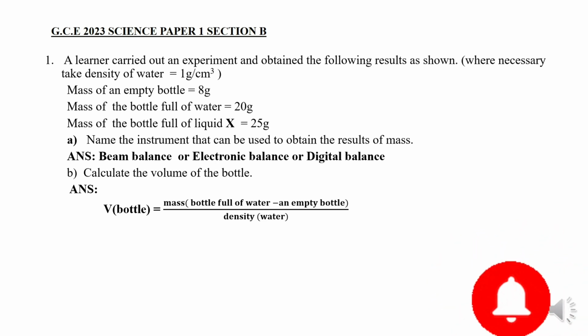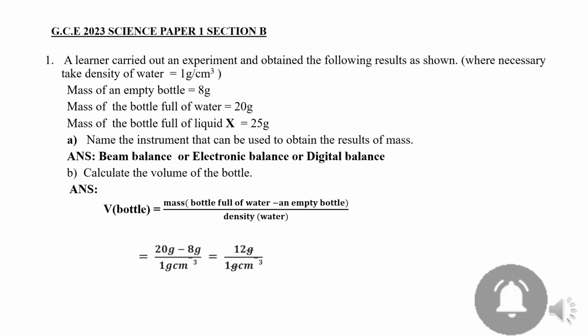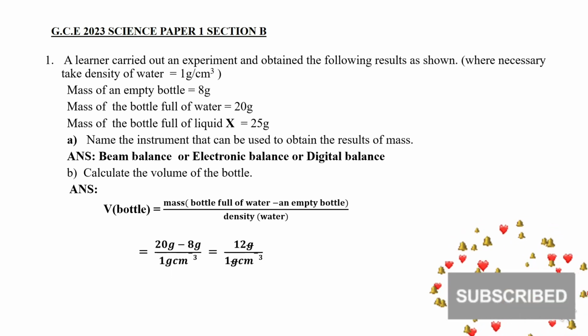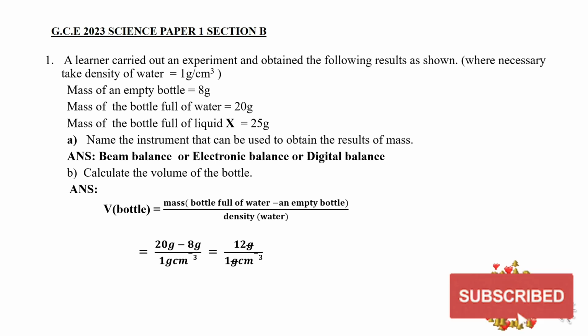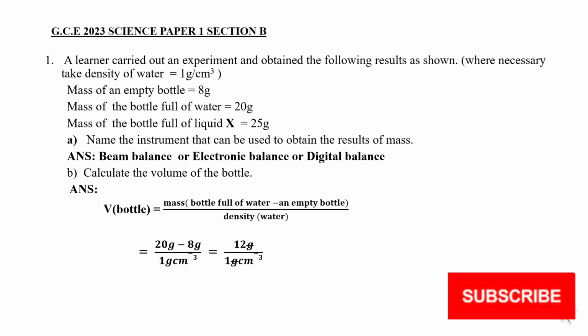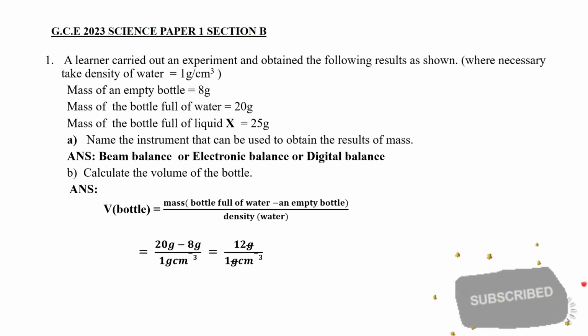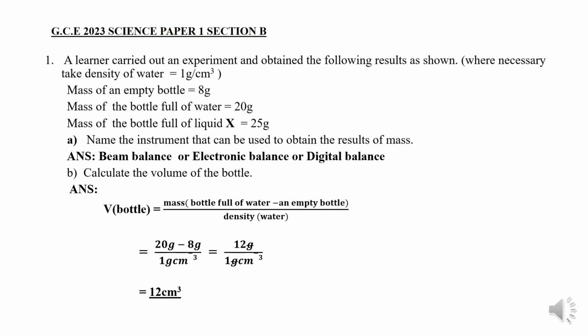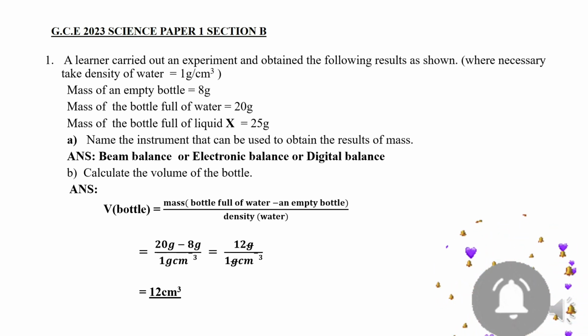We've used the bottle full of water because the volume occupied by water in the bottle is the volume of the bottle. So we are going to say 20 grams minus 8 grams divided by 1 gram per cubic centimeter. When you say 20 minus 8, it gives you 12 grams. Then that divided by 1 is going to give us 12 cubic centimeters as the volume of the bottle.